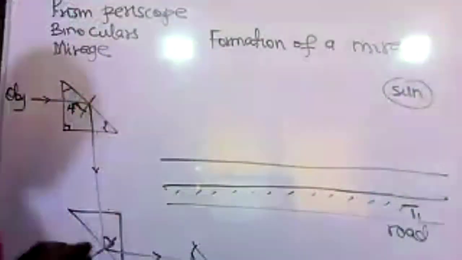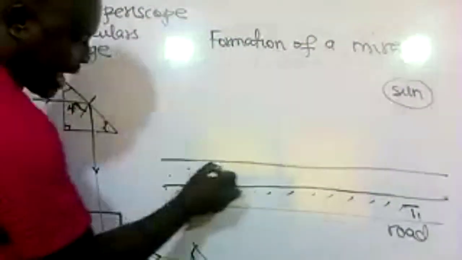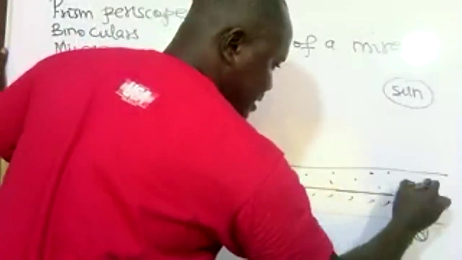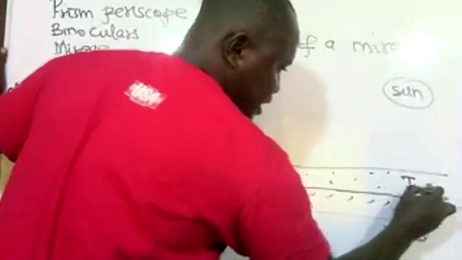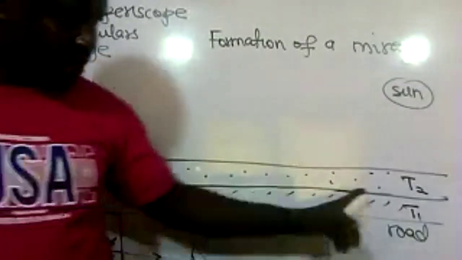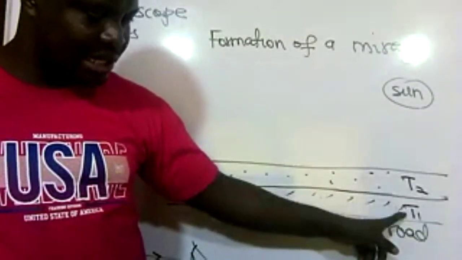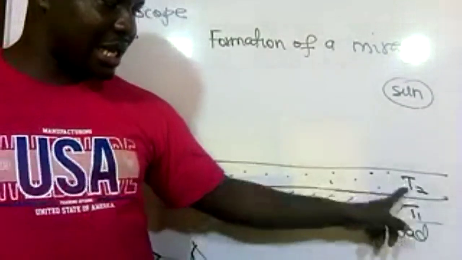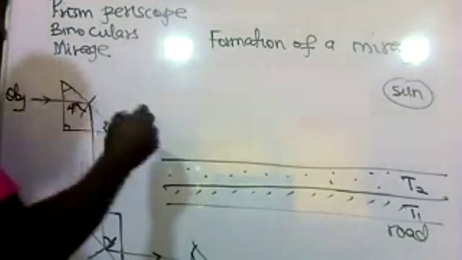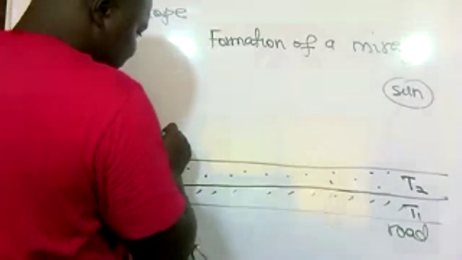Yes. The next air layer is this, of temperature T2. In terms of temperature, T2 is less than T1, or T1 is greater than T2. Then the next air layer is this.